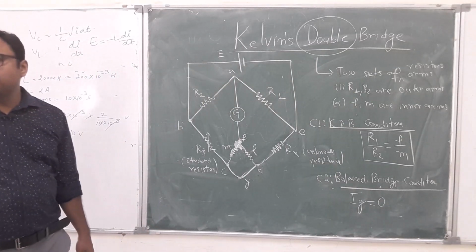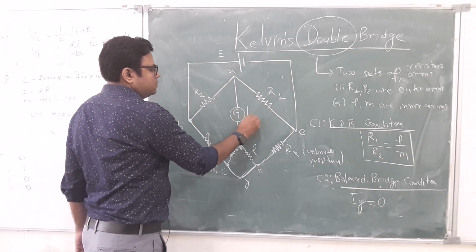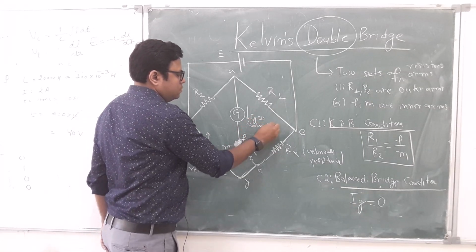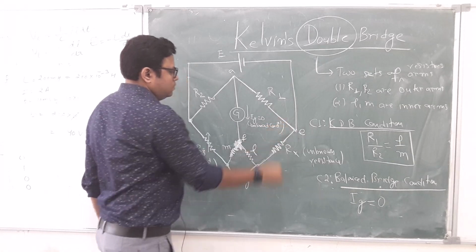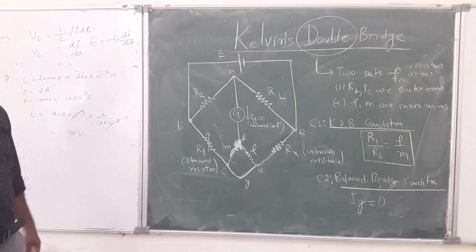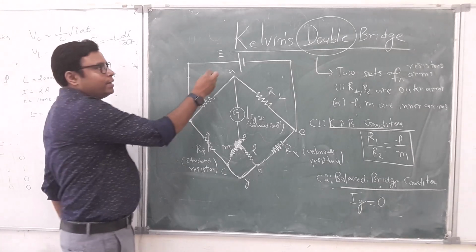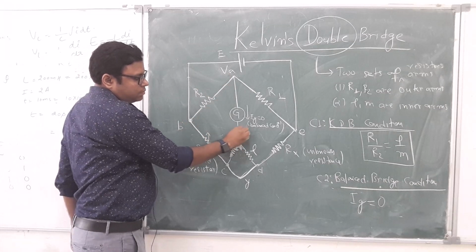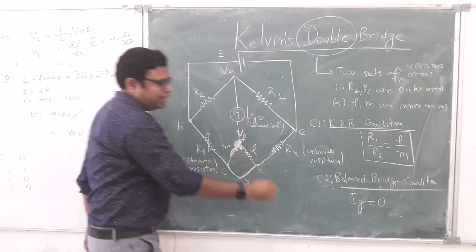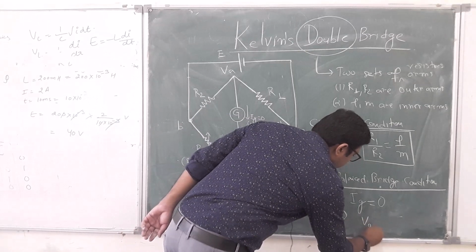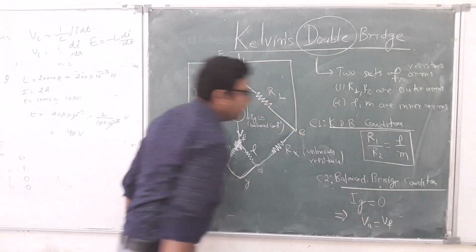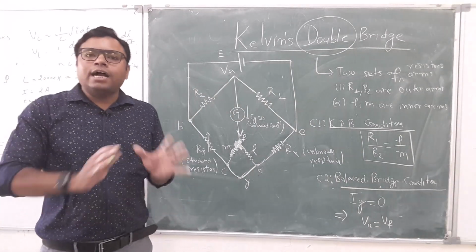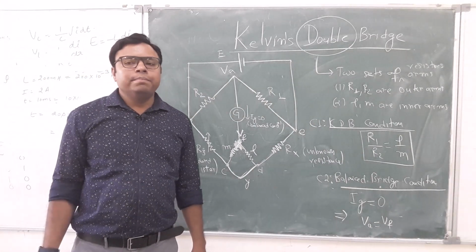0. Current through the galvanometer, Ig, will be 0. It means voltage at A will be equal to voltage at F. So these are the conditions from where we will start solving the bridge circuit.